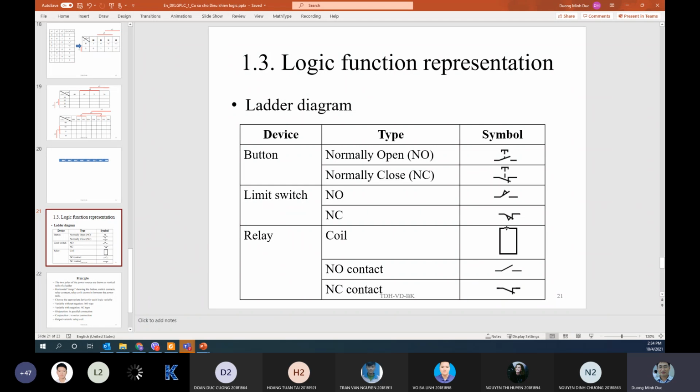A very common device that has two states is a button. With a button, we have an action: we push the button, and the contact in the button will close or open. It depends on the type of button. Buttons have two types: normally open buttons and normally closed buttons. And the symbol is here.